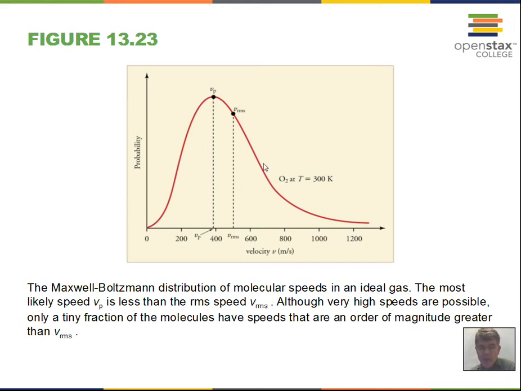And we do have the situation that there are some molecules traveling much faster. You can see 1200 here versus 400 at this peak. Traveling 3 times or 4 times or 5 or 6 or 7 or up to 10 times the most probable speed.